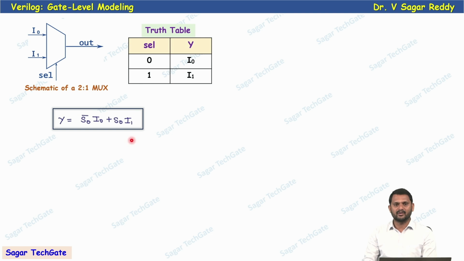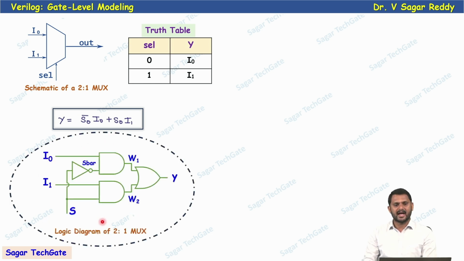So this is the Boolean equation for this 2:1 mux. If S is equal to 0, S complement is 1, so 1 into I0 plus 0 into I1, and Y is equal to I0. If S is equal to 1, S complement is 0, this term becomes 0, 1 into I1, so Y is equal to I1. So based on the selection line, Y is equal to I0 or Y is equal to I1.